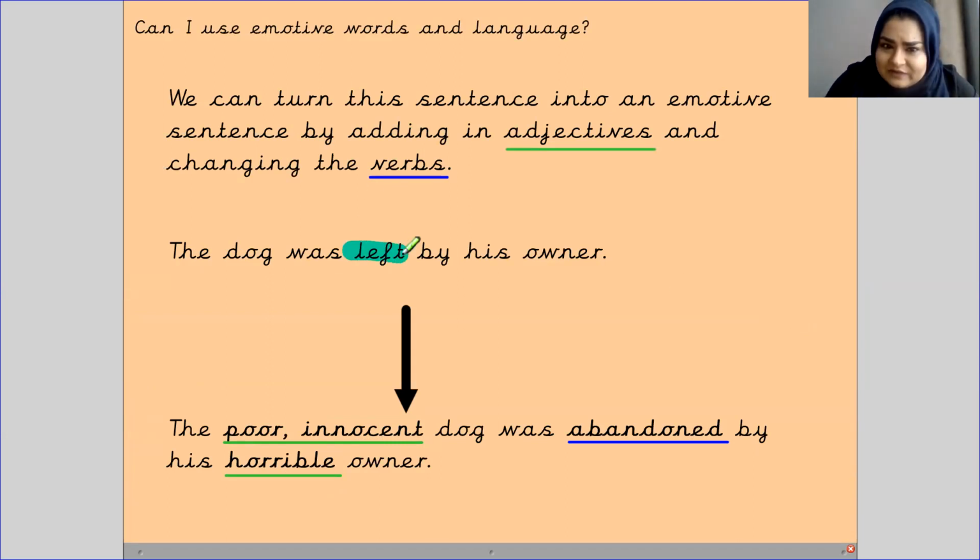Fantastic. So where it says left, I've changed that into abandoned, which feels a lot stronger. Yeah, because if I said, oh, I left you to it, it's not an emotional word. Yeah, because left could also mean turning left, or I've left it there. So it hasn't got any feelings to it. But because that word has been changed to abandoned, that has an emotion behind it, a feeling, because if you are abandoned, you are unhappy. Okay, and then the words poor and innocent have been used to describe the dog. So if it's poor and innocent, you feel sympathy for it. And horrible owner, which means it's not a nice word. Yeah, so you'd feel very angry towards the person who's horrible.